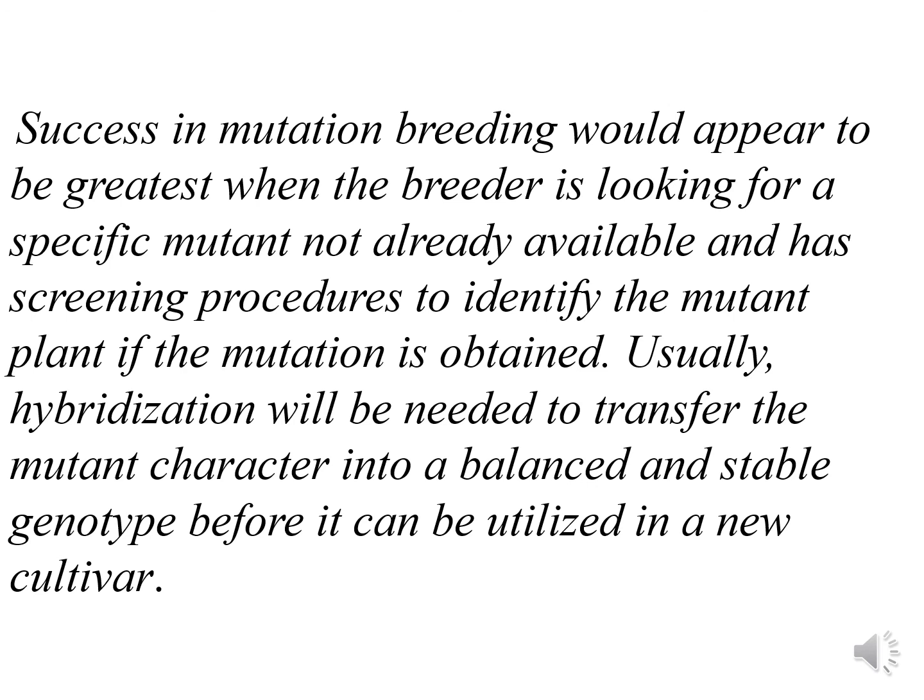Therefore, the three conditions for successful utilization of mutation breeding are that we are looking for specific mutants that are not available; we have a method to screen the plants that have the mutation from the ones that don't, the wild type; and third, this mutation has to be stable and balanced, producing good genotypes that can be utilized in cultivar development.